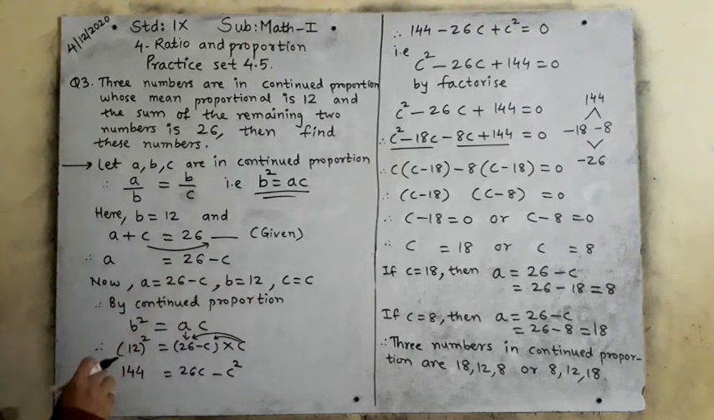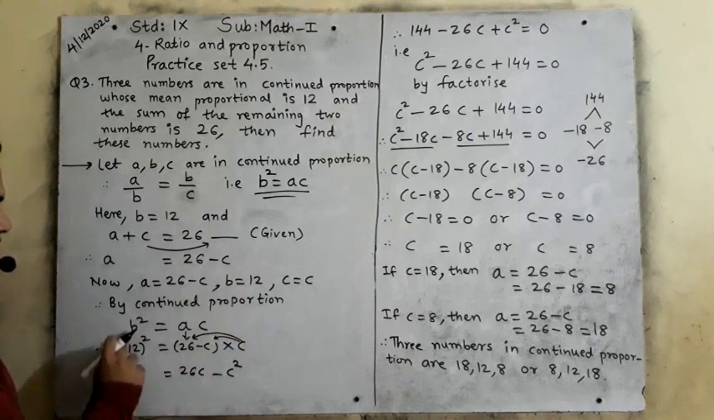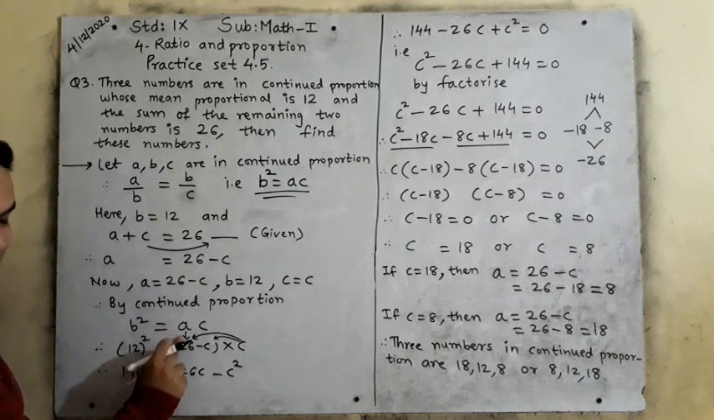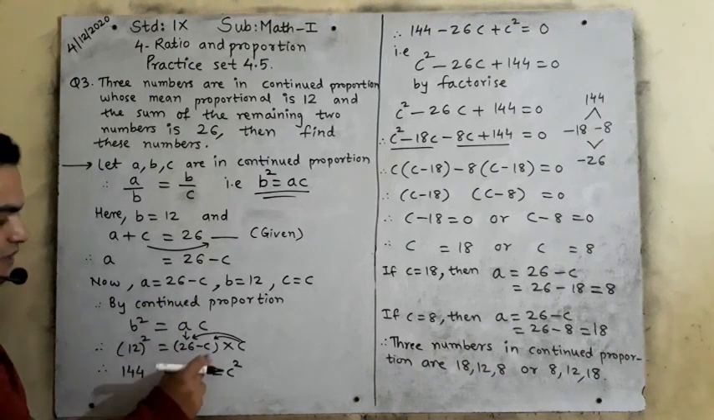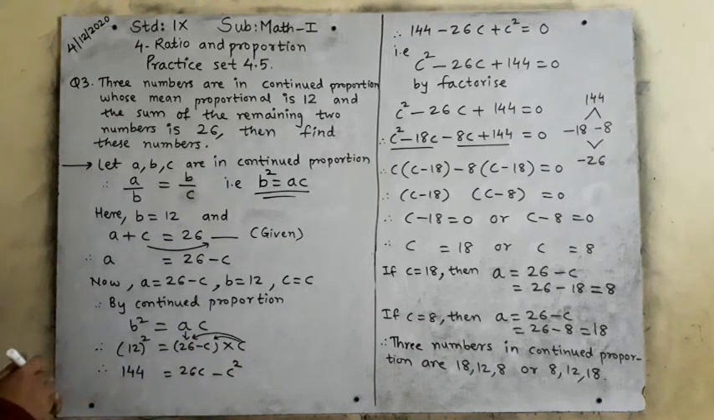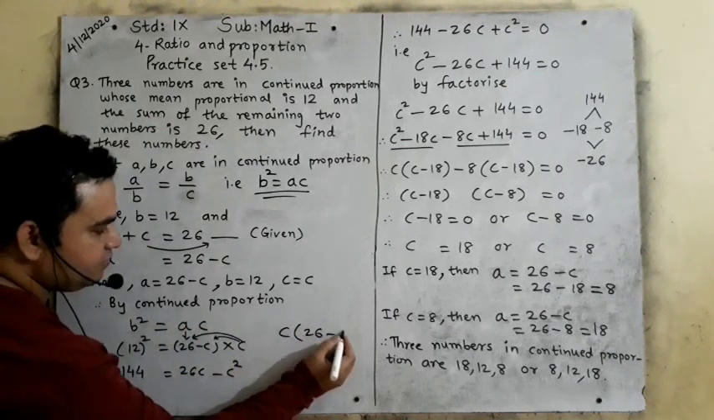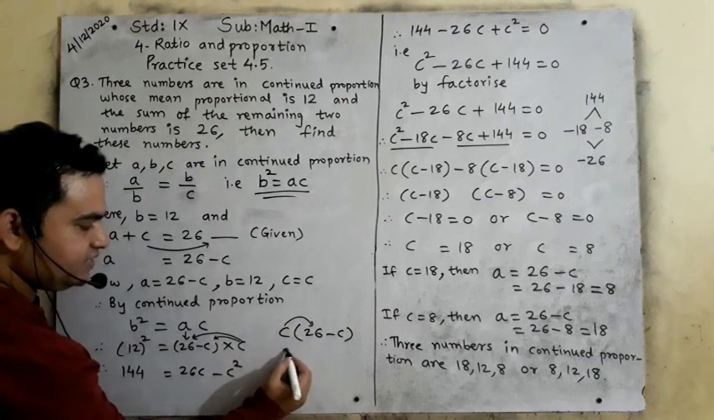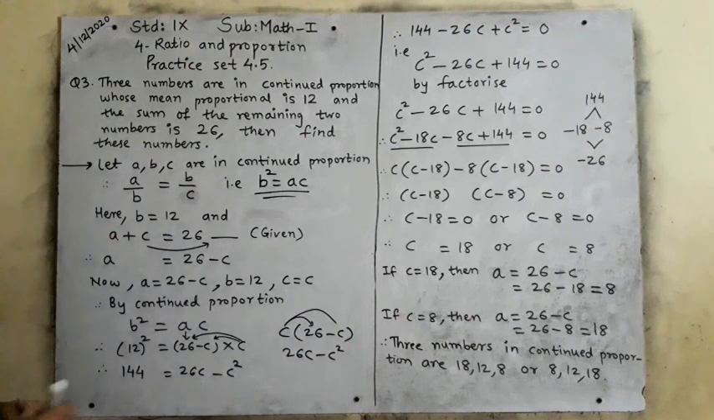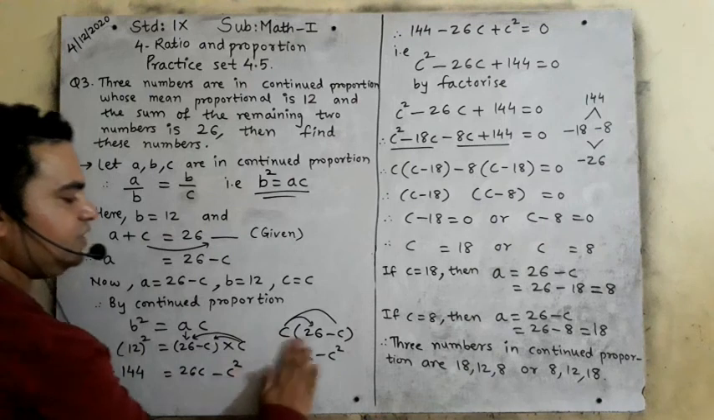By continued proportion, B square is equal to AC, right? So what is the value of B square here? What is the value of B here? 12. 12 square is 144, right? What is the value of A here now? See, I have made a mark over here, an arrow. The A value is 26 minus C, multiplied by C. Can you see, I have marked there, the C will multiply into this bracket. So look here, C times 26 minus C. C multiplied by 26 is 26C. C multiplied by minus C is minus C square. Is it clear? So this multiplication we are doing from right to left.